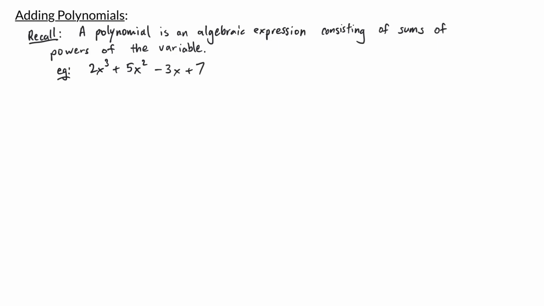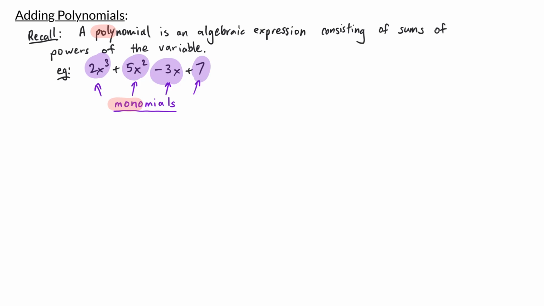In the word polynomial, we have the prefix poly. Poly means many, and it's referring to the many things that we're adding up in our algebraic expression. Here we have the terms 2x cubed, 5x squared, negative 3x, and 7 all added up together. These individual terms are sometimes referred to as monomials. The prefix mono stands for 1, as each of these terms is one of the terms in the polynomial.